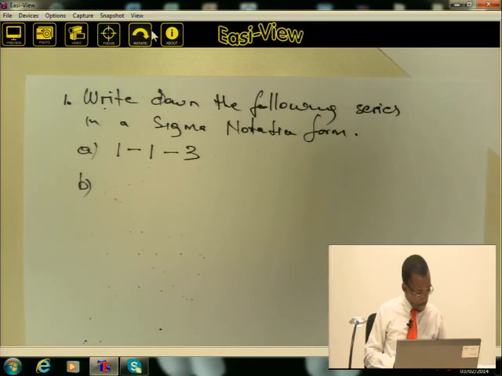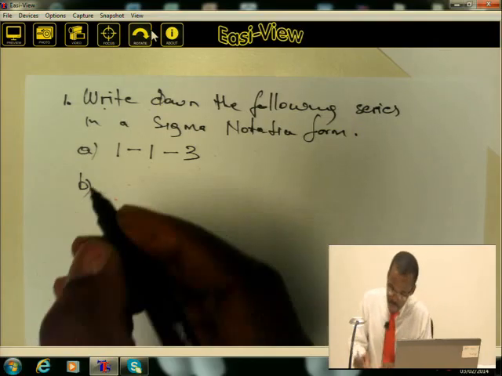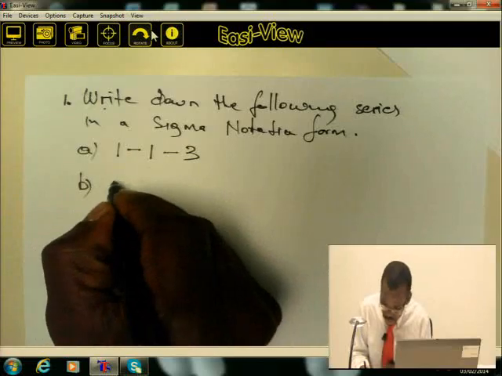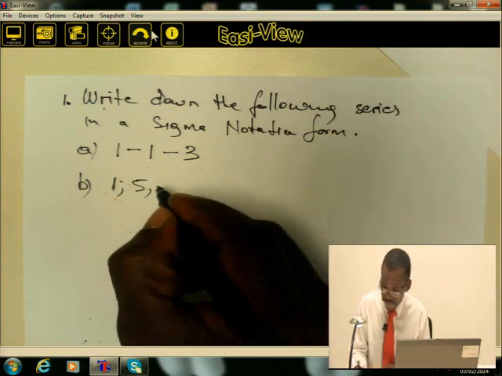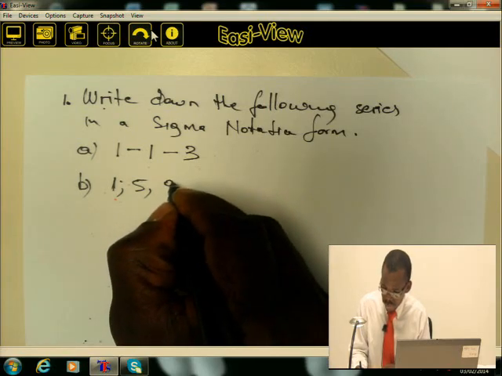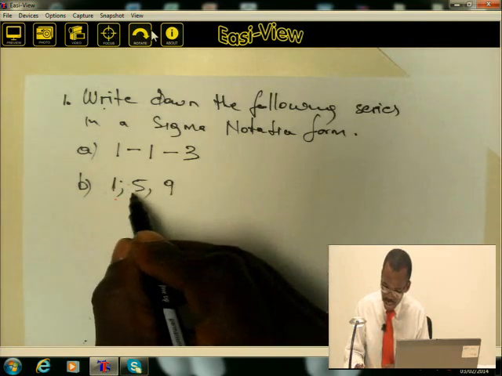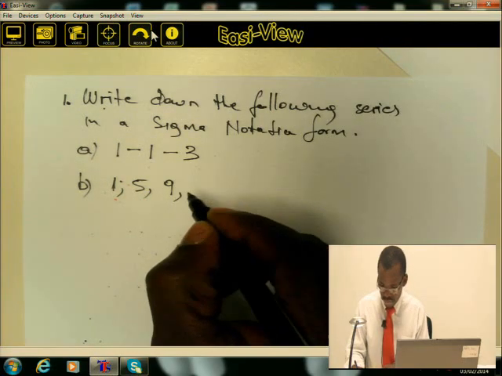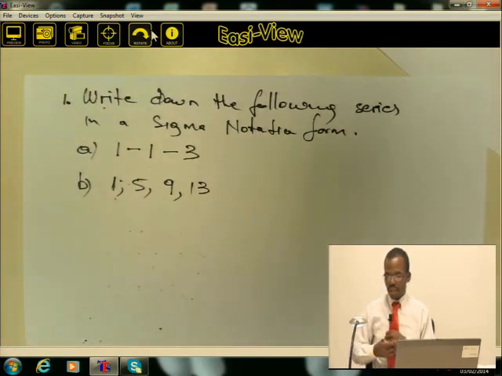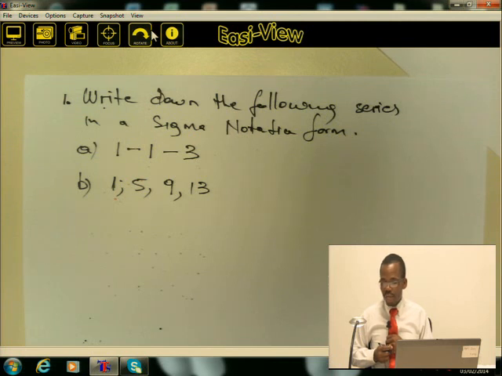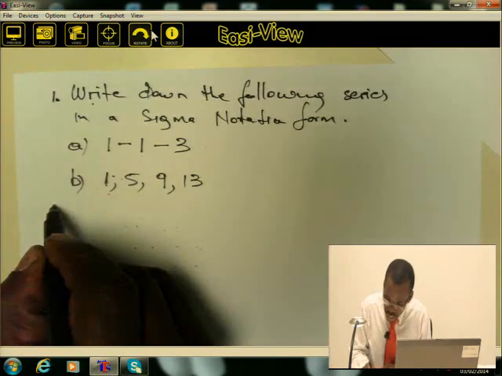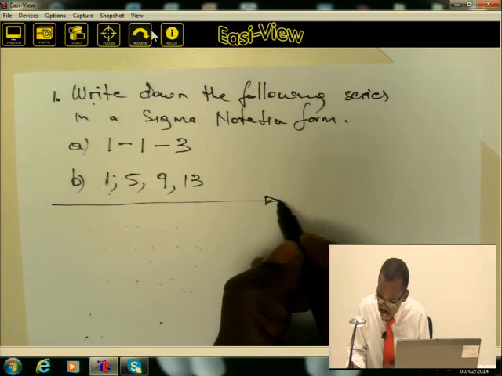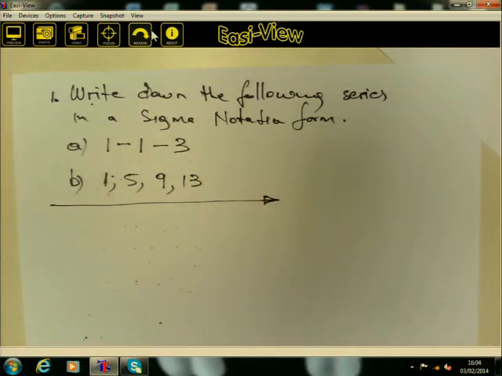The second one will be 1, 5, 9, 13. The first one has 3 terms. The second one has 4 terms. Let's have those quickly in 5 minutes, and then we'll come back and do them and see if we still have time and get to the next session.